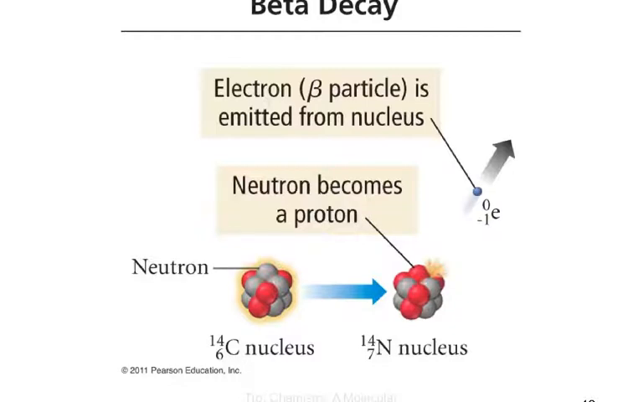And what actually happens is a neutron loses kind of the negative part of itself and becomes a proton. So we can go from a radioactive carbon nucleus, carbon-14, change one of our neutrons into a proton. So we've added 1 to our atomic number. Our mass number stays the same because our beta particle doesn't have any mass associated with it, and it becomes a nitrogen.